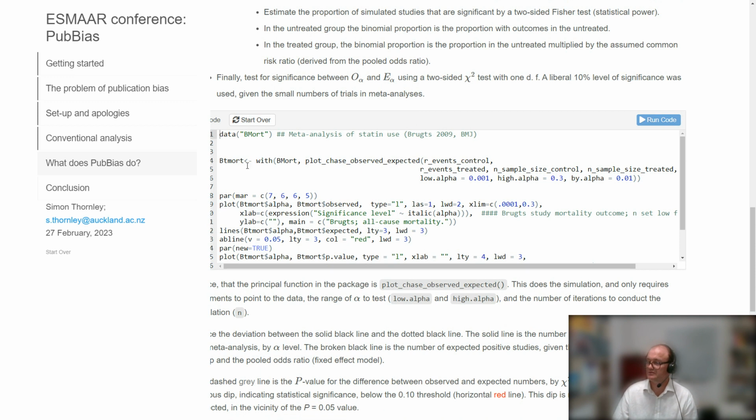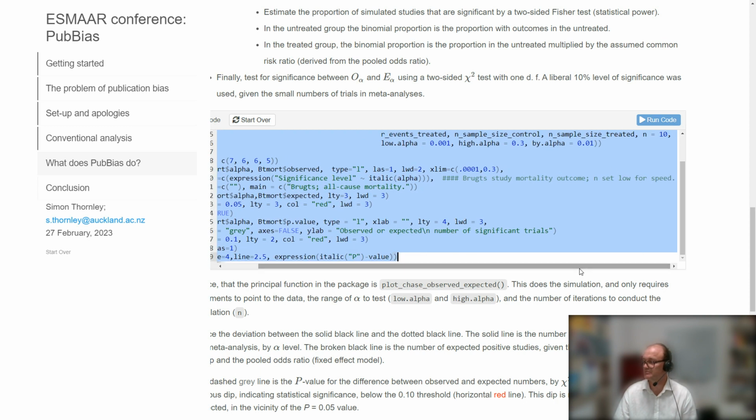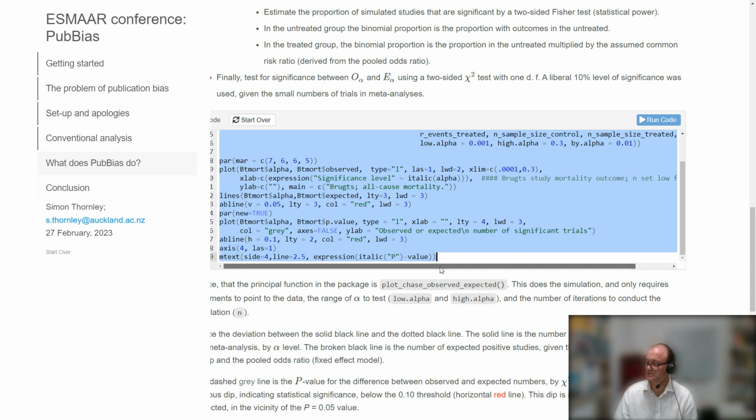So here's some of the code, and basically what we do is with our data frame of our individual trial results, we use this function plot chase observed expected, and we have various inputs, and let's see what the results are. I've used a very small number of simulations in this. Normally would use 10,000, but just in the interest of time I kept it short.